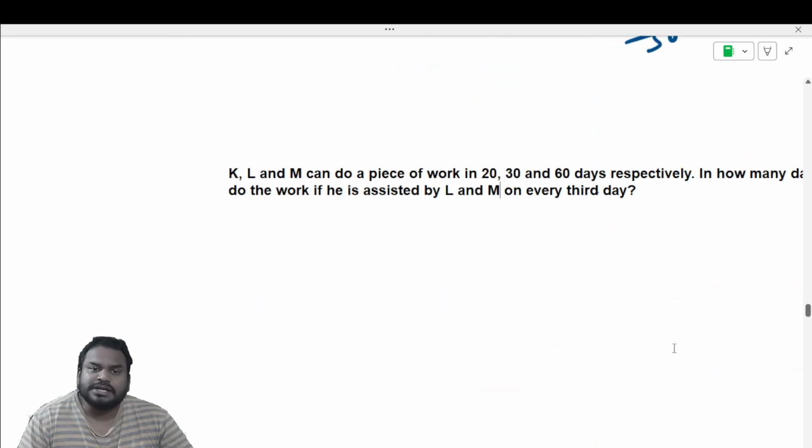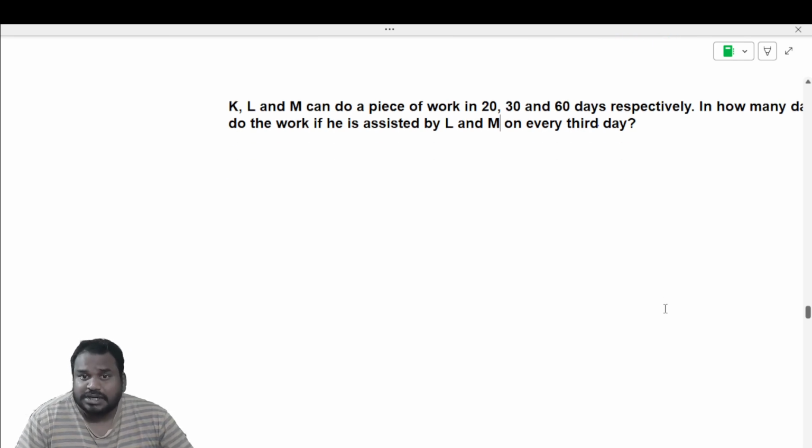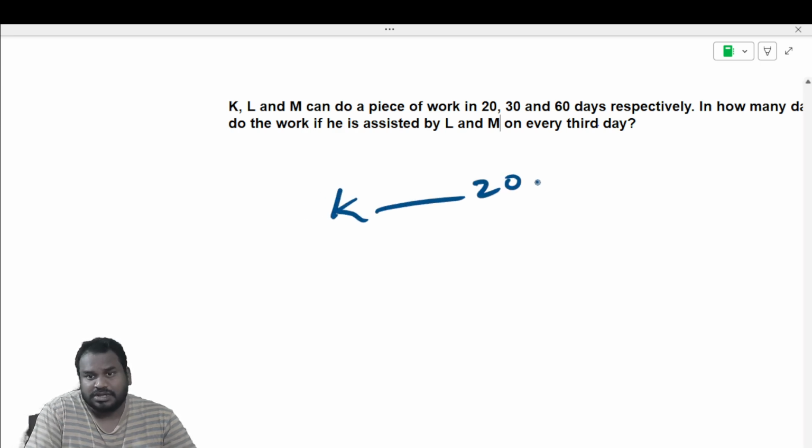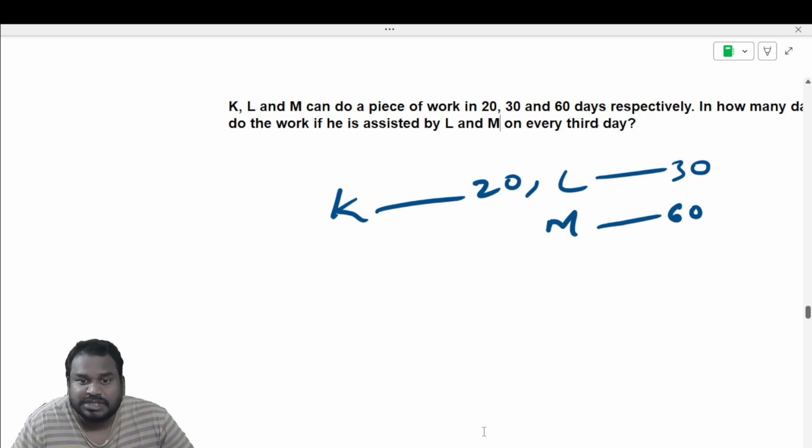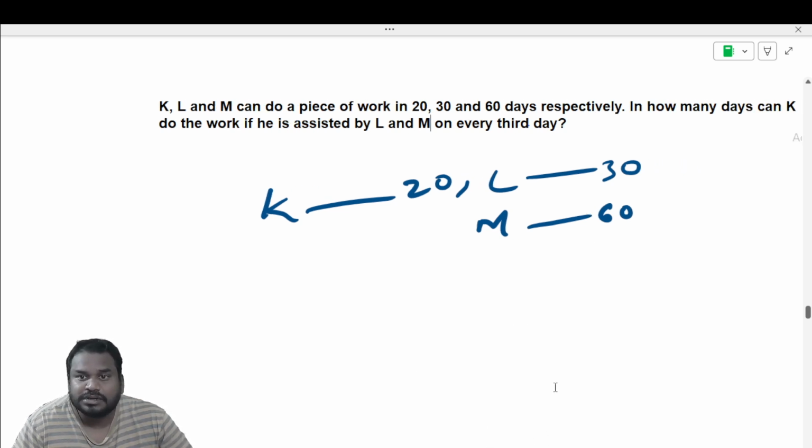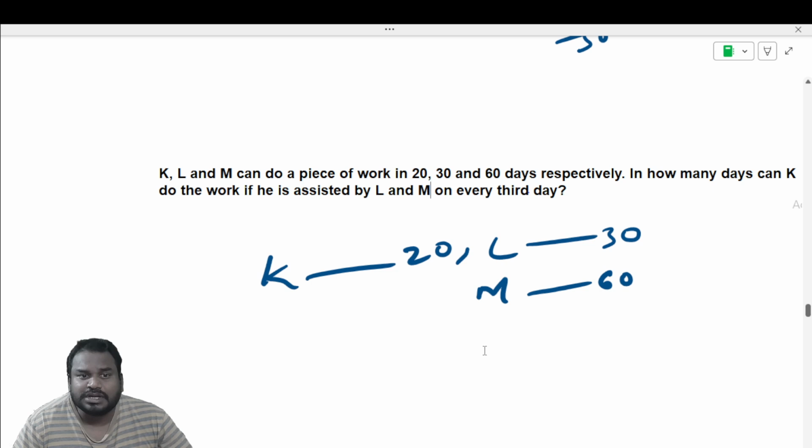Next, K, L and M can do a piece of work in 20, 30 and 60 days respectively. K in 20, L in 30, M in 60 days. In how many days can K do the work if he is assisted by L and M on every third day? Okay, he is saying on every third day L and M are joining K.